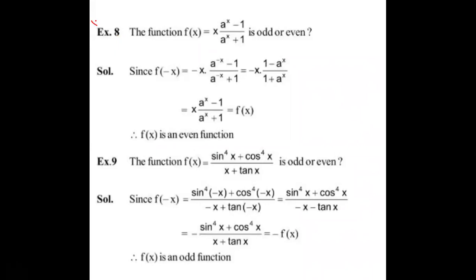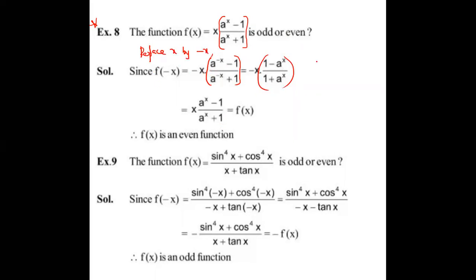This is the best example, dear students. The function f of x is equal to x into a power x minus 1 by a power x, whether it is even or odd. What to do here? Replace x by minus x. See carefully, a power minus x means what? 1 by a power x. After that, take the LCM. Check it.